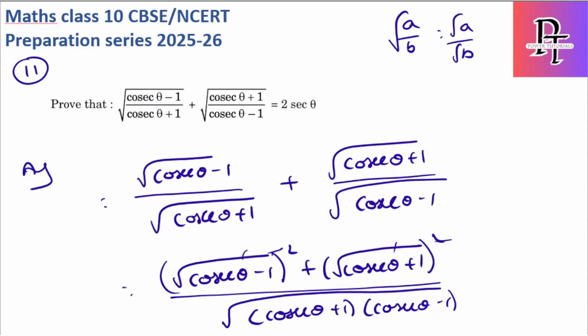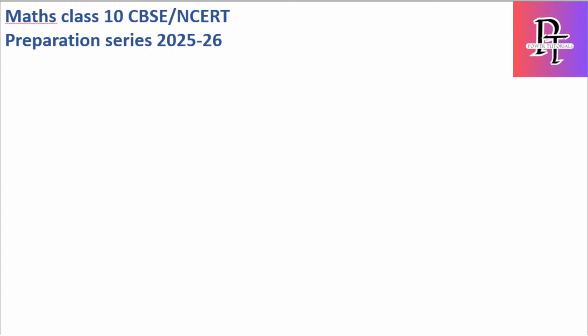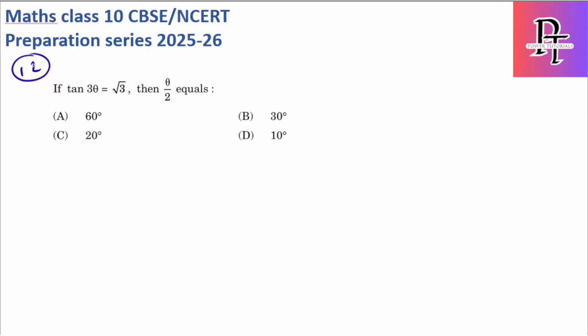So 10th question, 11th question is done. Let's move to the 12th question for today. So now we again moved to the different set of papers. So now we'll have again 2 MCQs and 1 2 marks and 1 3 marks. So let's solve 2 marks MCQs first.